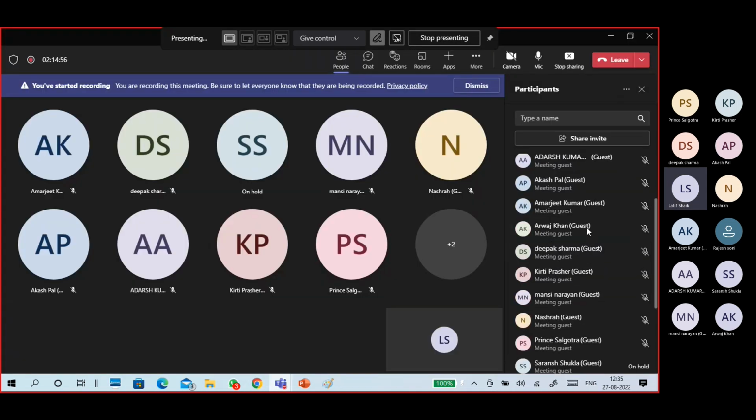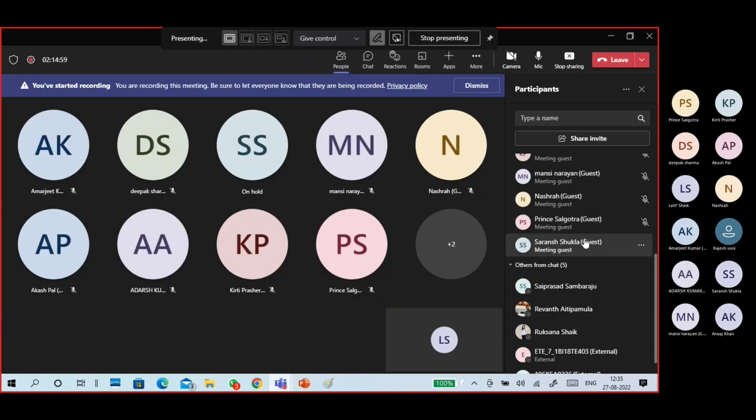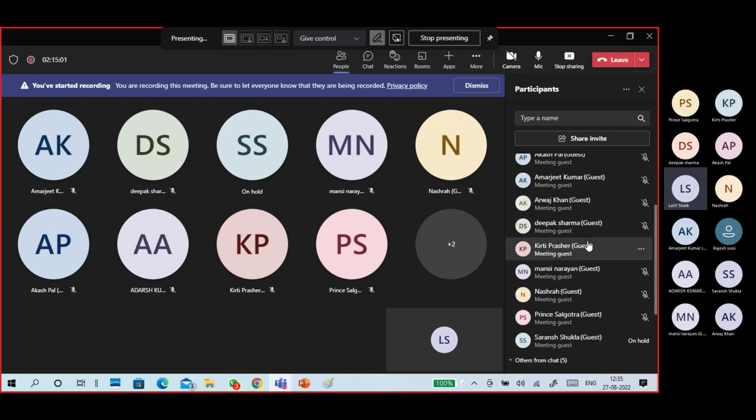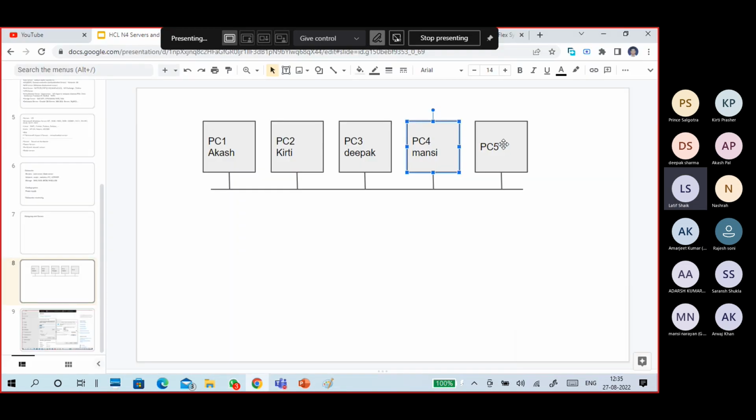Anyone small names? A lot of people are disconnected, right? So currently people are not. Amarjit, big name. Arvaz.